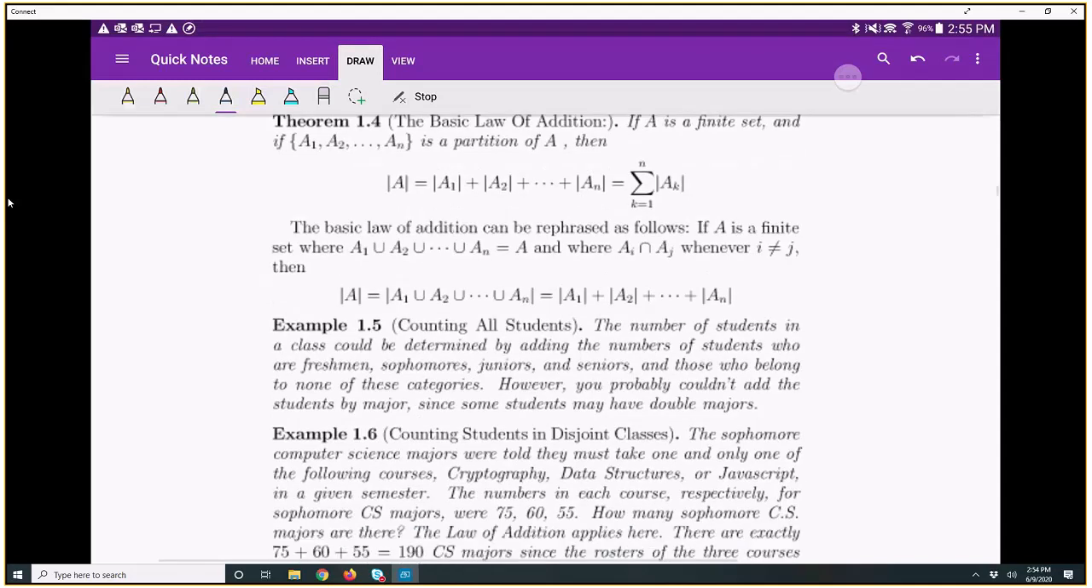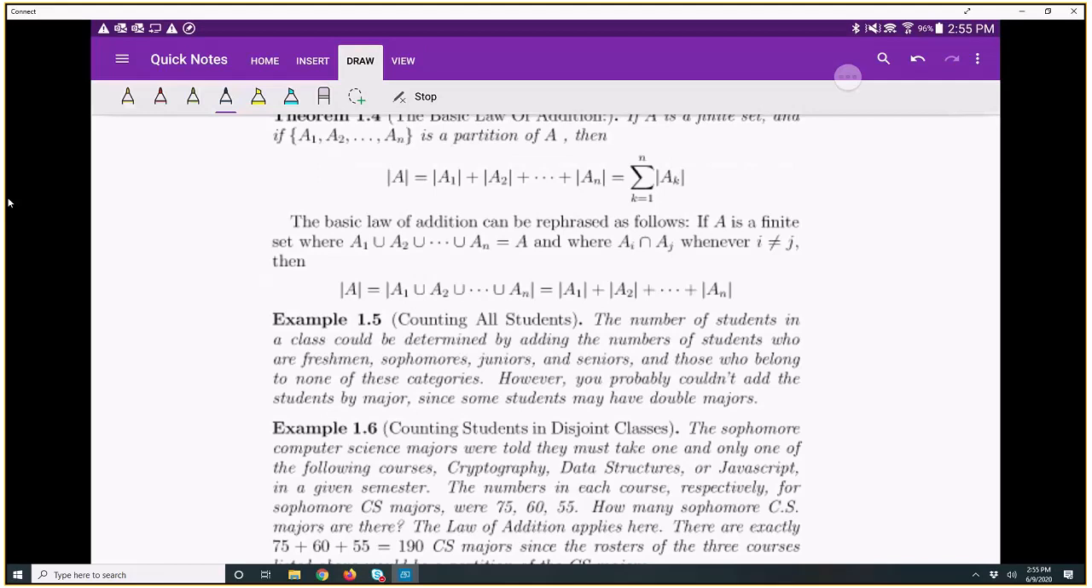The basic law of addition can be rephrased as follows. If A is a finite set where A1 union A2 union ... union An is equal to A, and where A sub i intersected with A sub j, whenever i is not equal to j, is empty, then the cardinality of A is equal to the cardinality of A1 union A2 union ... union An, and that's equal to just the cardinality of A1 plus the cardinality of A2 plus ... plus the cardinality of An.